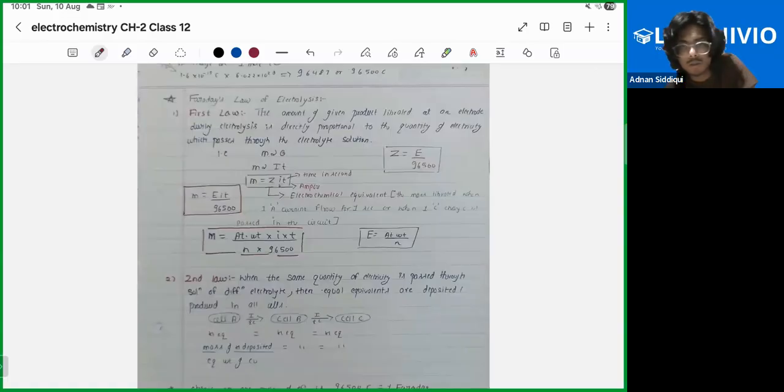Do you have the latest version of your NCERT? Like this session's book, new book? No, sir. Okay. I'm not sure whether Faraday's law is still in your syllabus or not. Just give me a second, let me check this.